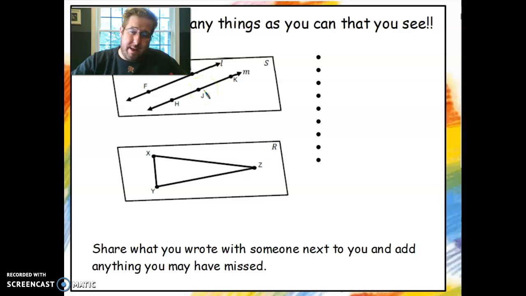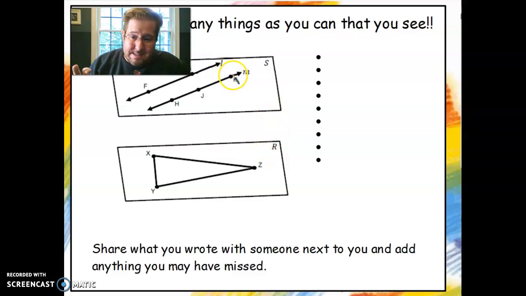You can also name planes by 3 non-collinear points. So you can't say like plane HJK. You can't say that. But you could say plane FJK because those are not in a straight line. So as long as they're not in a straight line, you can pick any 3 points on a plane and call the plane that. So once again, starting from the beginning, we have two planes, plane S and plane R.